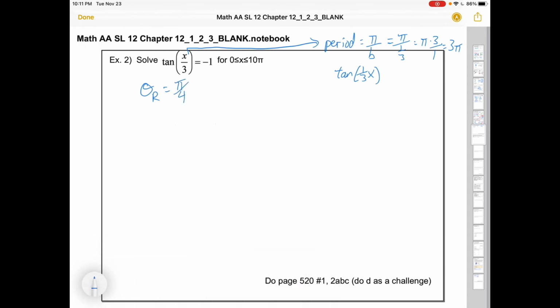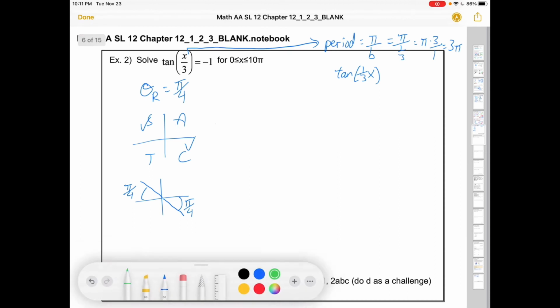Okay? And we're talking about a tangent that is negative. So it could be in this quadrant or this quadrant. Tangent's positive in the first and third. So let's figure this out. So that means there are my reference angles. And I'm wondering, okay, what is this angle?